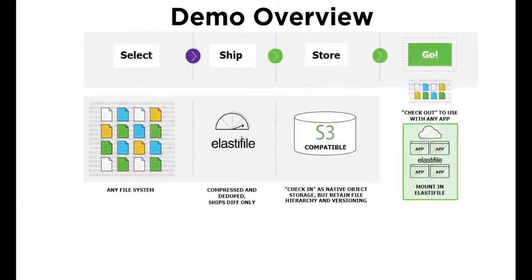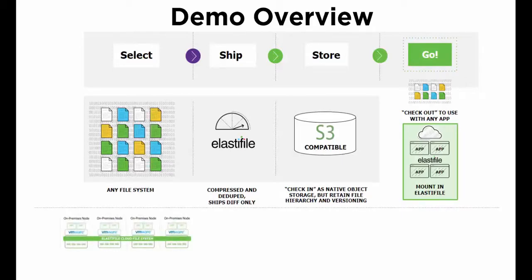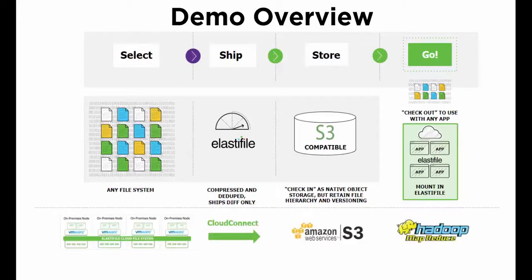When active processing is required, the data can then be checked out into an Elastifile file system running in the public cloud. When processing is done, any updates can then be checked in to object format for cost-effective storage. In this particular demonstration, we're going to select data from an Elastifile file system supporting a VMware cluster, then transfer the data into the Amazon cloud, then check it out for processing using Hadoop MapReduce.